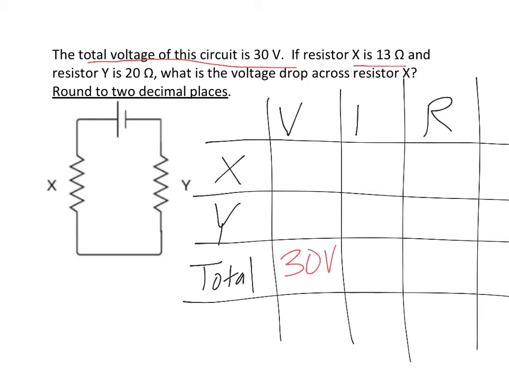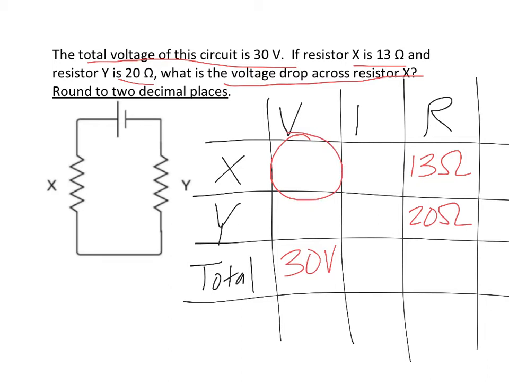And it tells us the resistor X is 13 ohms. Ohms is a measure of resistance, so I'm going to write that there. And I also have Y's total resistance. And it's asking, what is the voltage drop across resistor X? Voltage drop just means what is the voltage. So my target is this. This is what I'm going to be putting in for my answer on the voltage across resistor X.